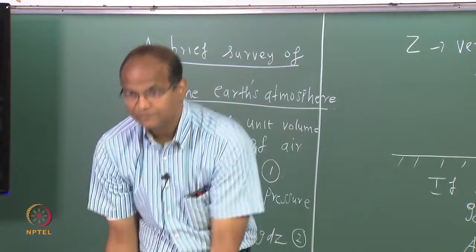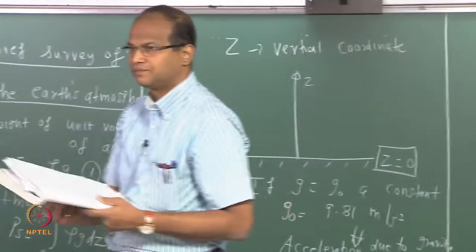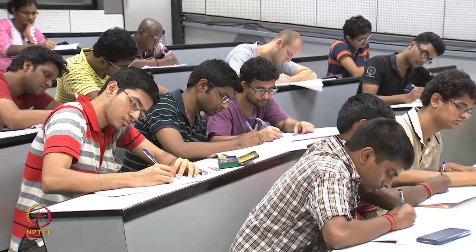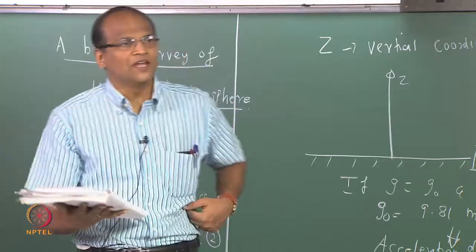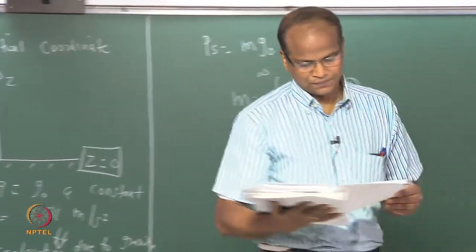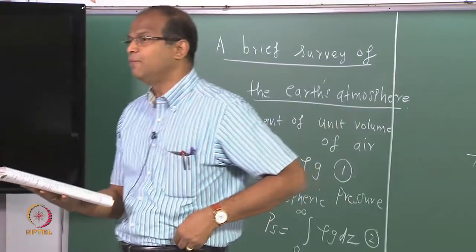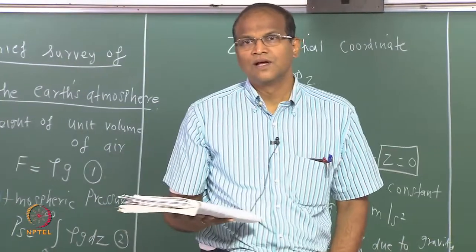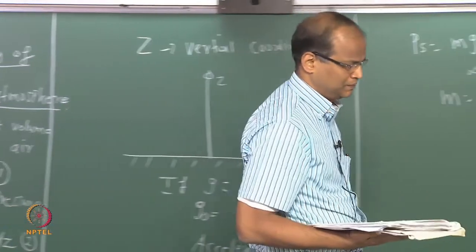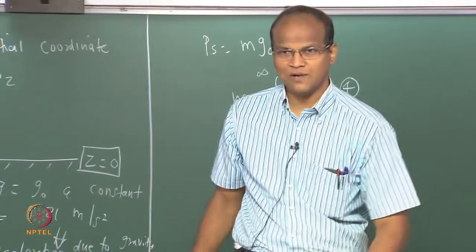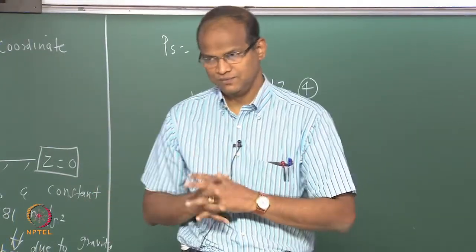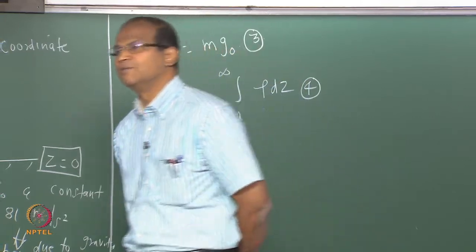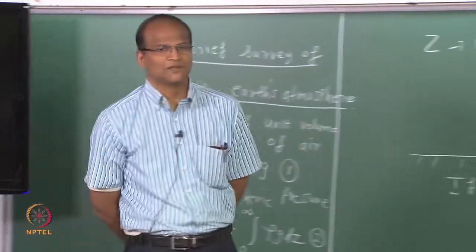So, please take down problem number 1. If the globally average surface pressure is 9.85 into 10 to the power of 4 Pascals and the radius of the earth is 6.37 into 10 to the power of 6 meters. Within brackets, average value, because it is flattened at the poles and all that, right? Estimate the mass of the atmosphere.